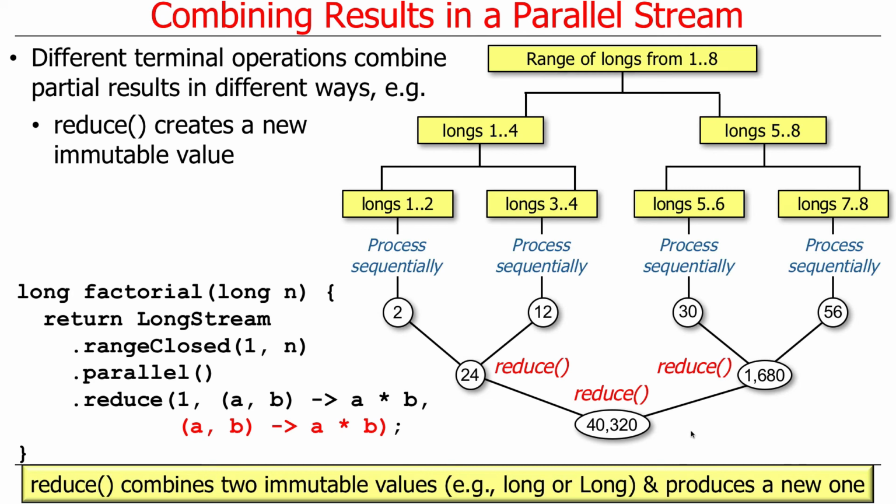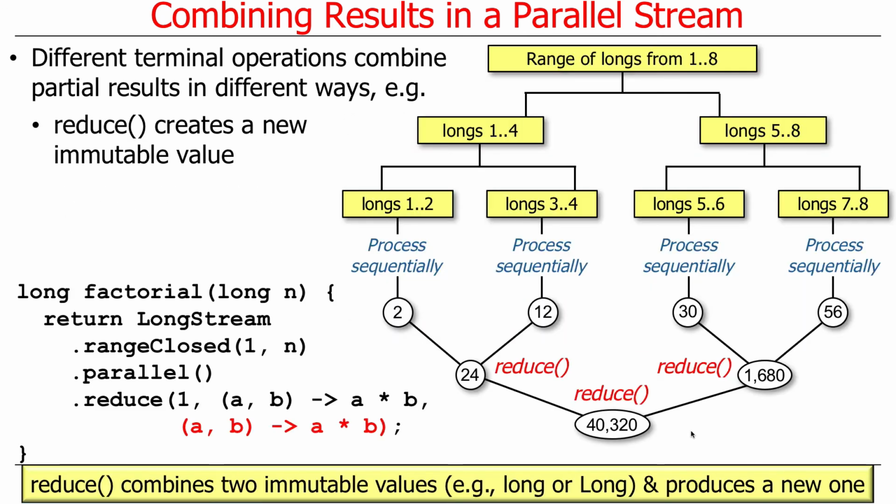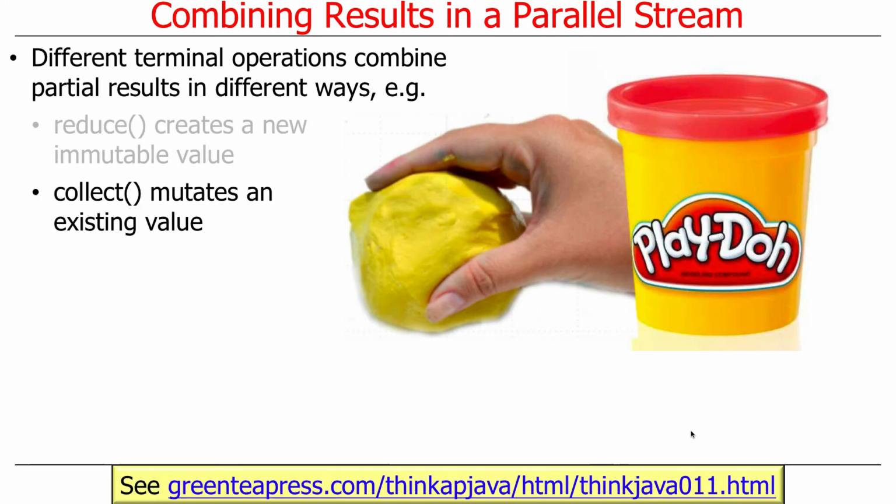Okay, so this is what's happening when we're using the 3-parameter version of reduce. So the key thing is that the expectation is that this whole thing is immutable. These are creating values that themselves are then multiplied together in an immutable way. Collect, in contrast, mutates an existing value. And this is a very different kind of beast, because that means that you have to have something that's capable of being changed. You're changing an object.